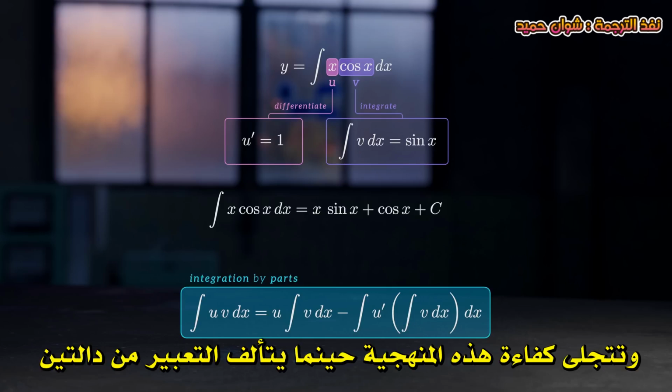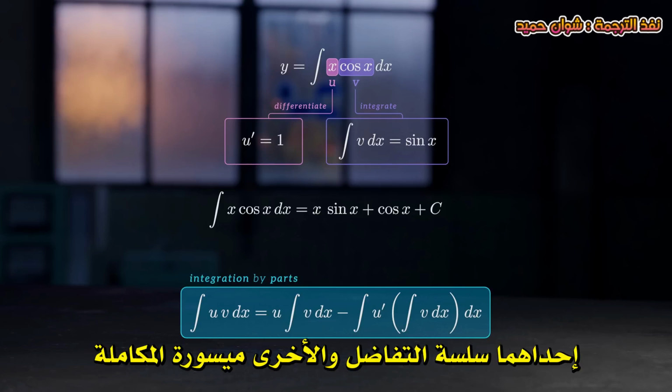This method works really well if one part of the function is easy to differentiate and the other is easy to integrate.